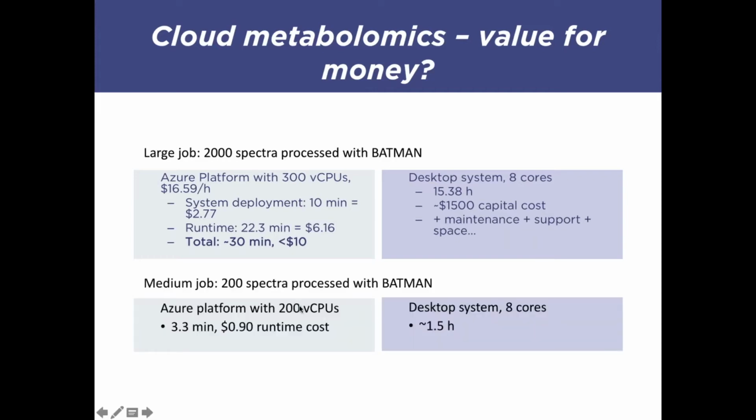For a medium job of 200 spectra processed with the same tool in the same setups on both sides, on the Azure platform with 200 CPUs, not 300 now, it took 3.3 minutes and cost less than $1. Whereas on the desktop machine, it would have taken 1.5 hours. So you can see the differences in cost and time that you can achieve with this.